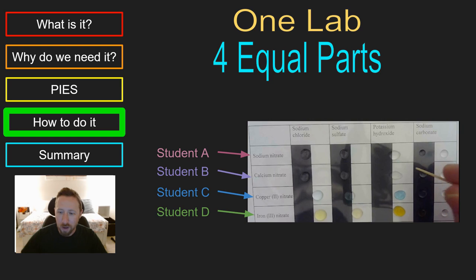So in this case, we have a solubility lab in which students are learning the solubility rules of certain chemicals. Right, so we could probably have student A be responsible for completing sodium nitrate. So they'll mix sodium nitrate with sodium chloride, then sodium sulfate, then sodium potassium hydroxide, and sodium carbonate. Student B does the next row, student C the next, and student D the next. This allows all students in general to be the lab technician at some point in the lab, right?